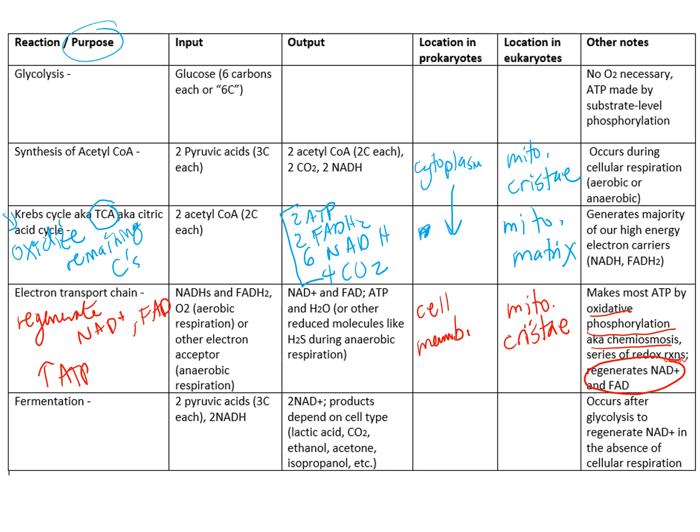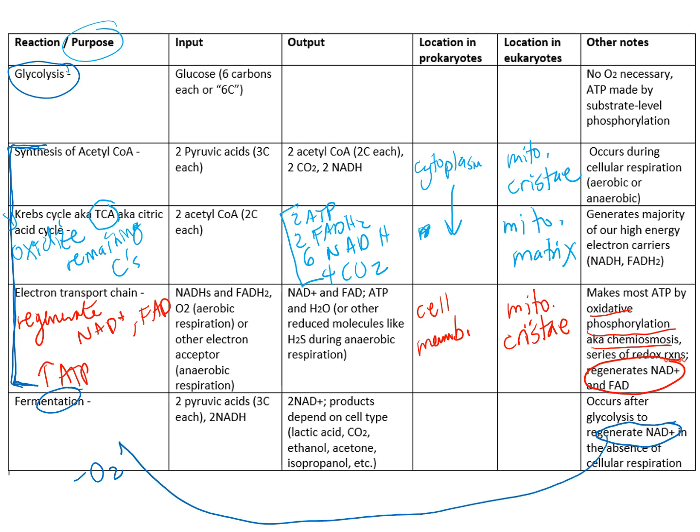Fermentation is the last one. So again, these 3 were all part of cellular respiration. Glycolysis is the first reaction, regardless if it's respiration or fermentation. And if we don't have oxygen, we can also go through fermentation, which is going to help us regenerate NAD+. And you could put that purpose over here. Where does this happen? Cytoplasm of both, just like glycolysis.